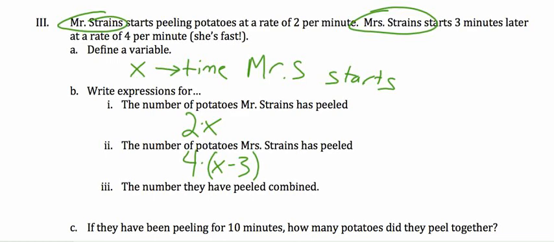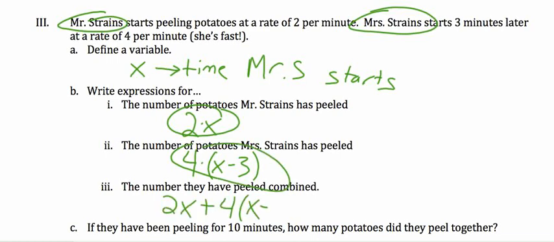Otherwise, what I'm saying is do 4 times my time and then subtract 3 from the potatoes. I don't want to do that. I need to be subtracting 3 from the time. Okay, so now the number of potatoes that I've peeled combined, well, if this is my potatoes and this is hers, adding them together, we'll get the total potatoes. All right, I'm hoping that's pretty straightforward.